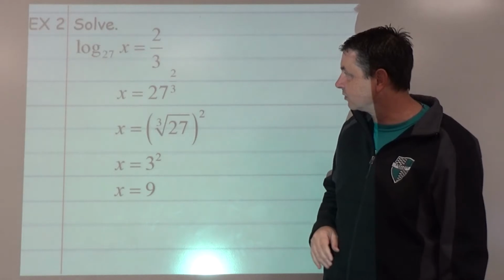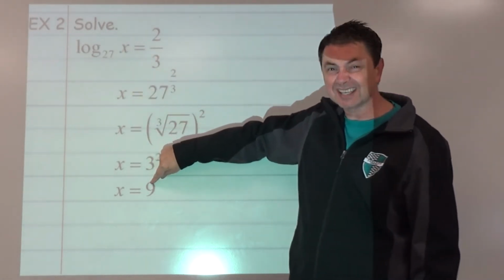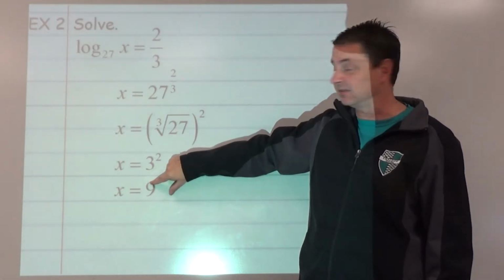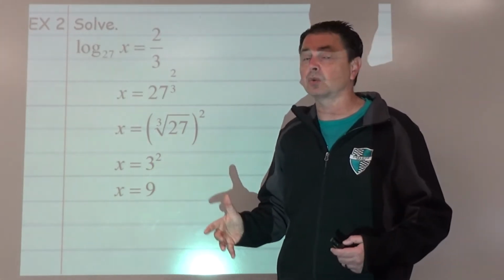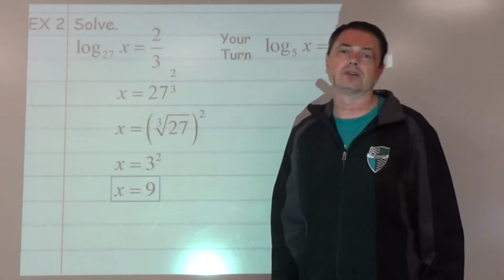We've got to check to see if that's actually doable. Log base 27 of 9. Yeah, we can take the log of 9 because that's a positive number. That's the main thing that we are checking for. So we're okay there. We can box that answer. That one's okay.